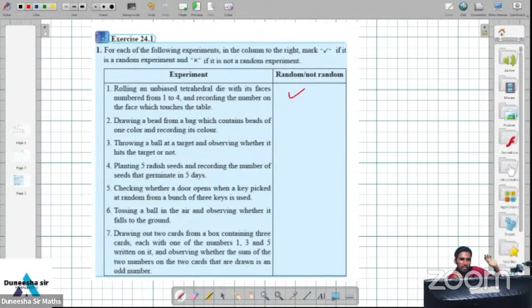So it's a random event. Okay. Ayappa, can you understand it? Okay. Because we don't know what the color is of what we take outside. So it's a random event, a random experiment. Okay. Yes.